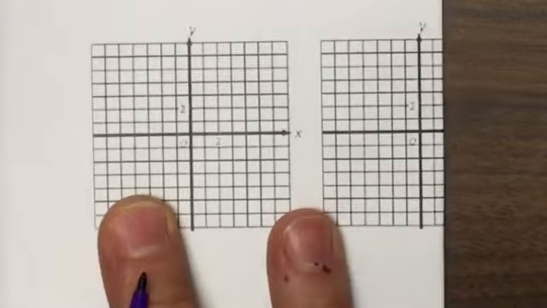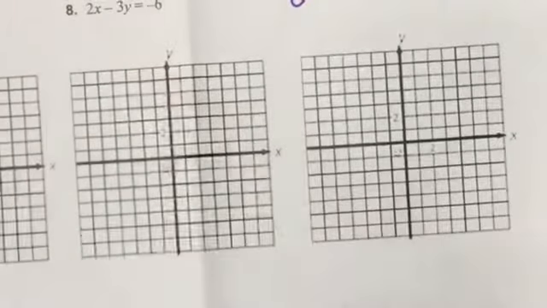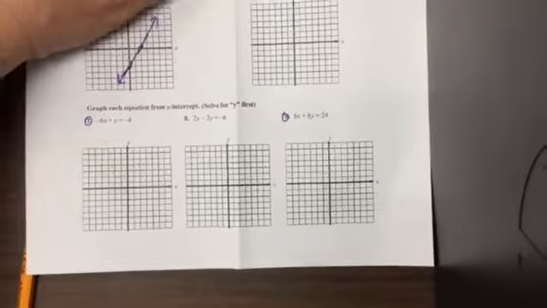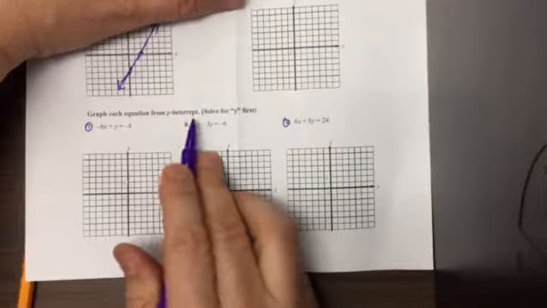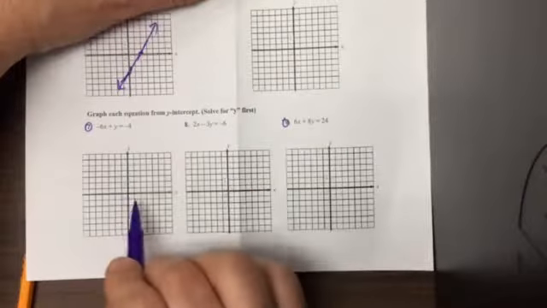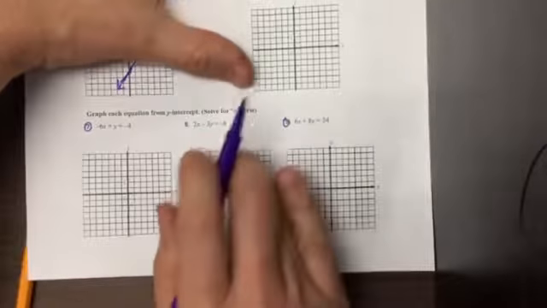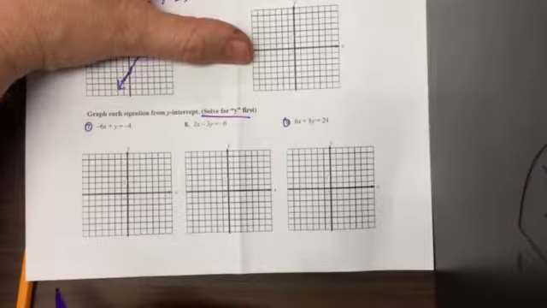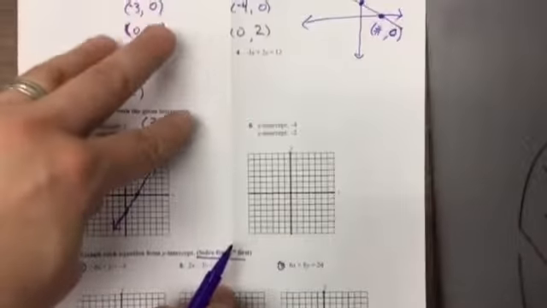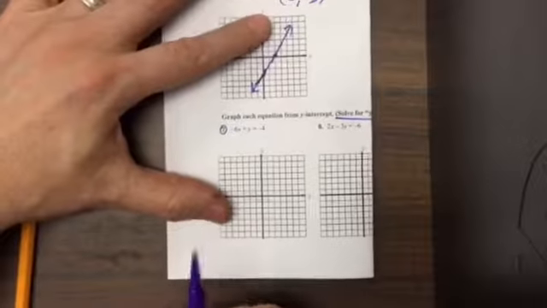Okay, let's do number 7. The directions for this bottom section say graph each equation. Let me zoom out for you. Graph each equation from the y-intercept. So actually this is a review thing. We could actually graph this by doing the x-intercept and y-intercept, but we're going to go back to what we learned before. We're going to solve for y first, okay? I could do the thing I was doing up here. I could do that, but we want to practice solving for y. So I have to get y by itself.